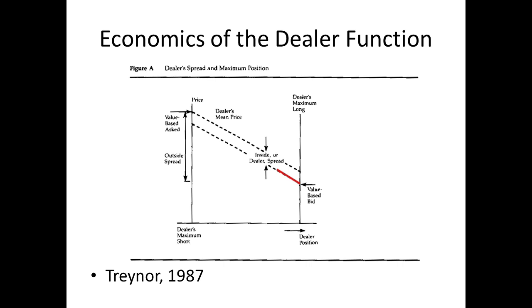So there's risk associated with this, and the reason that line hits there is because of the value-based bid. The reason that line hits there is because of the value-based ask. And so it's a closed model. It tells you stuff about how this works.